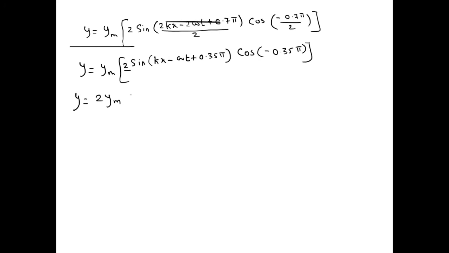Cosine of this term is positive. Am I right? So, cosine of 0.35 pi, and then I am going to write this term as sine of kx minus omega t plus 0.35 pi. Clear?